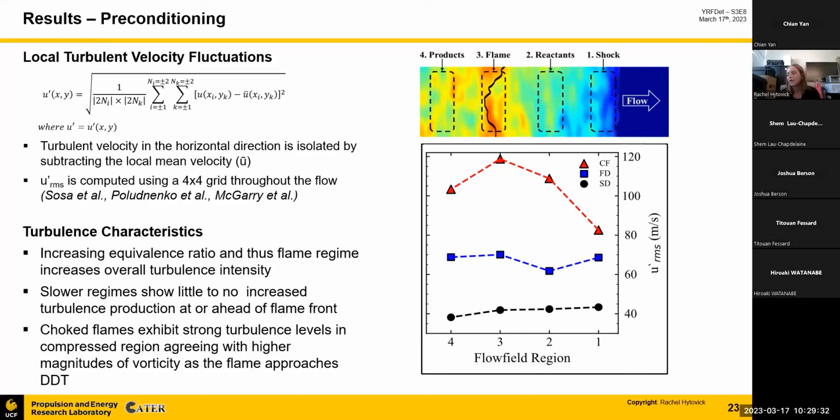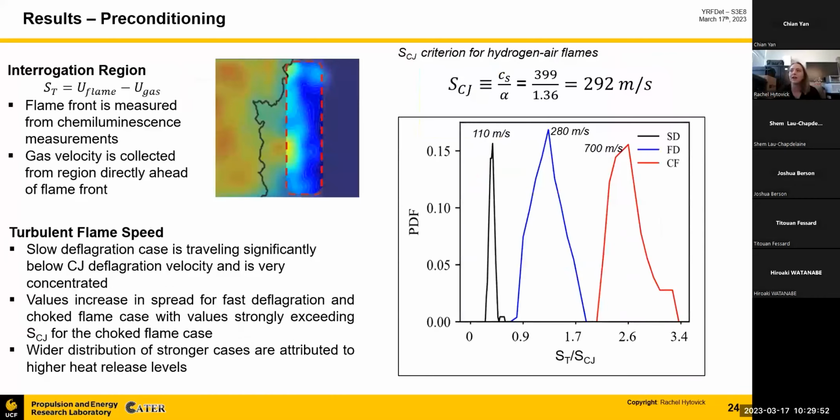And then again, with our choked flame case, as you can see, we see a little bit of a decrease at the end. And that's just likely because it's burnt products. So it's just kind of a little more stagnant than both the reactants, where it's super high in vorticity, and then also at the flame front. So that's kind of some of the results we're seeing from our preconditioning study.